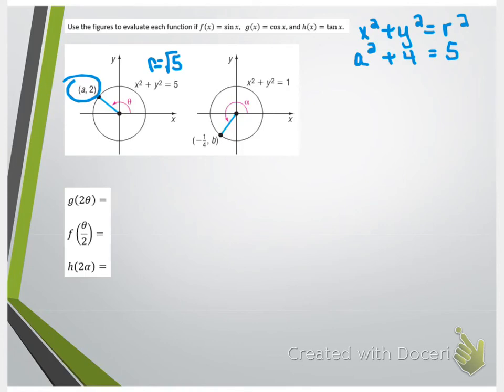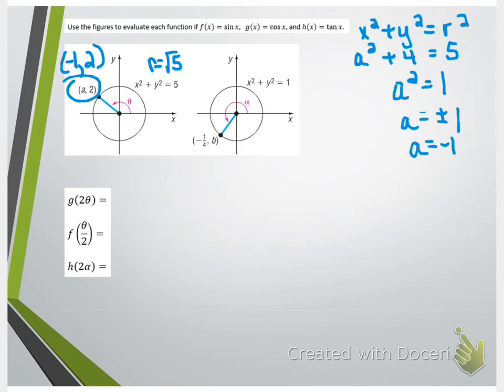Okay, so subtract 4 from both sides. A squared equals 1. So A equals plus or minus the square root, or A equals plus or minus 1 if you take the square root of both sides. And if we're in quadrant 2, A has to be negative 1. Okay, so this point is actually negative 1, 2.